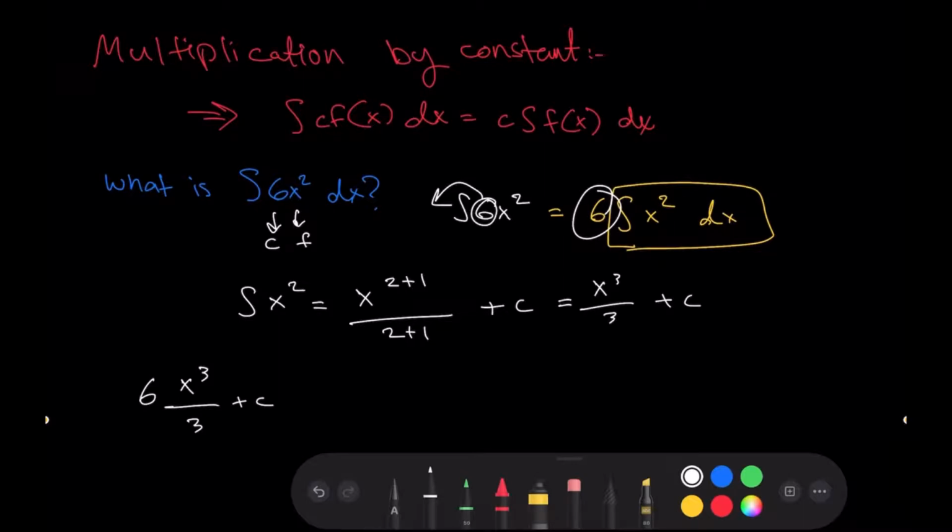We can't do anything with the x, so we just leave that alone. We have 6 and 3. We're going to divide 6 by 3, which is 2. So we have 2x powered by 3, since the 3 leaves when we divide. And then, of course, we write the plus c. And this is going to be our answer.